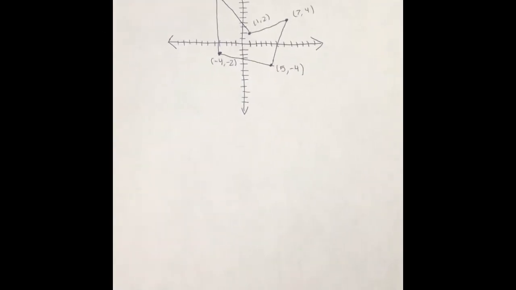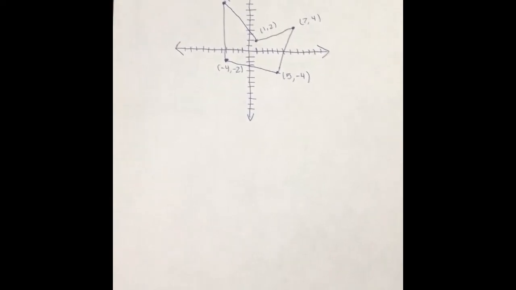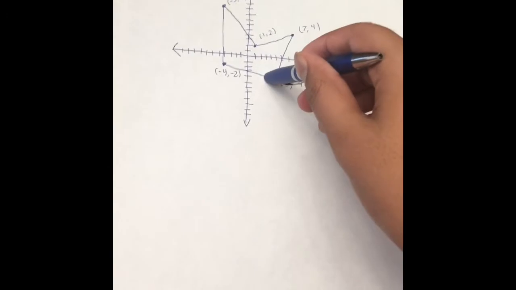Shoelace Theorem. How to find the area of an irregular polygon. We're going to solve the area of this irregular pentagon using the Shoelace Theorem. So the first step you have to do when solving the Shoelace Theorem is to find out all the points on the coordinate grid of the polygon.